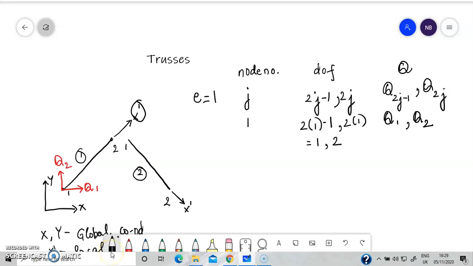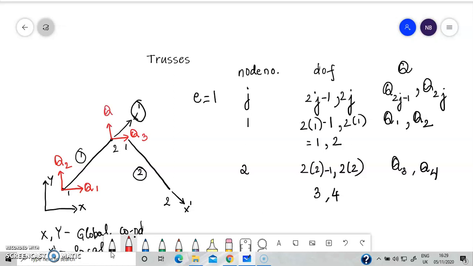Similarly, when we do for node 2, so when j equals 2, it will be 2 into 2 minus 1 and 2 into 2, so this will be 3 and 4, so this will be q3 and q4. So this is q3, this is q4. So you have to remember this formula, and this is a standard formula which is used for all the truss problems.